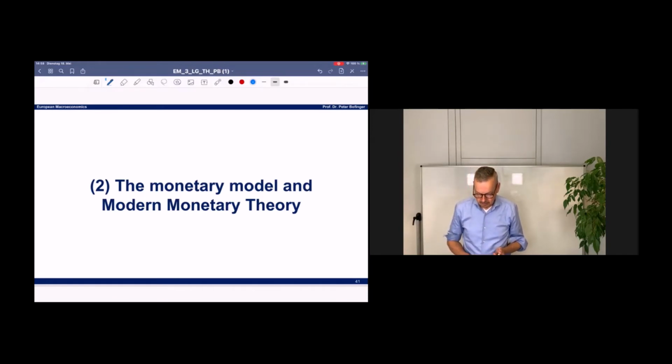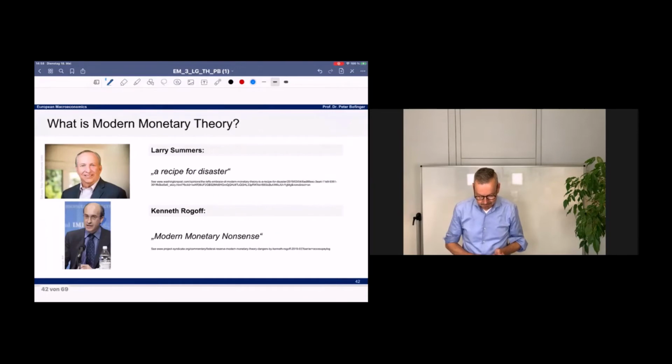So what is modern monetary theory? If you ask famous Keynesian economists like Larry Summers, who had been the Secretary of the Treasury for the United States, or Kenneth Rogoff, really outstanding scholars in economics and Keynesian scholars, they have reacted with a lot of antipathy. Larry Summers said modern monetary theory is a recipe for disaster, and Kenneth Rogoff said it's modern monetary nonsense. From Paul Krugman, you can also find similar comments.